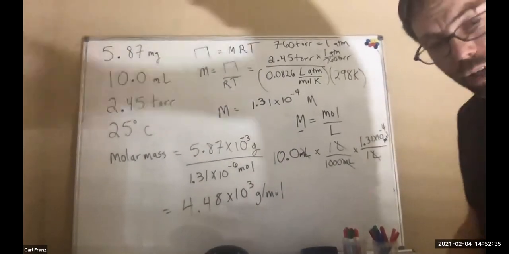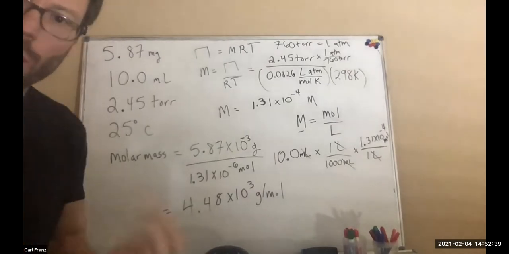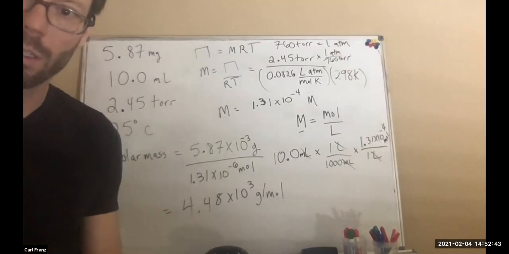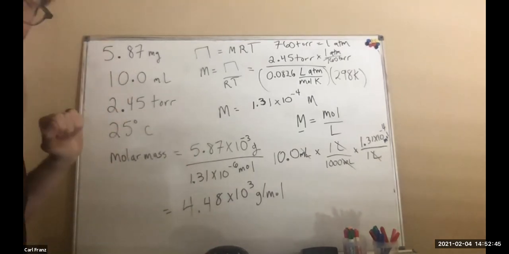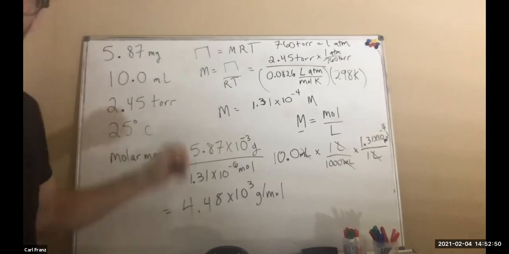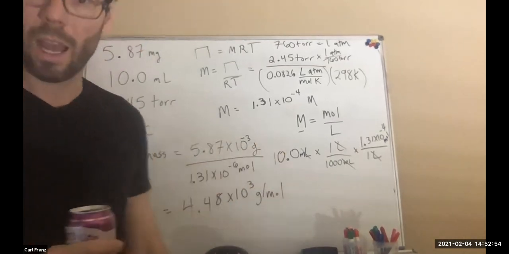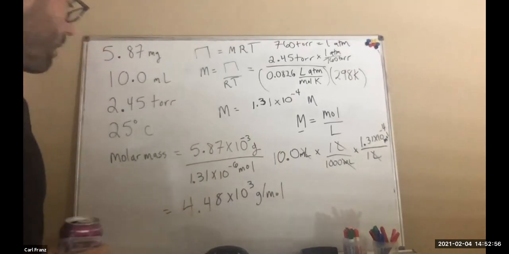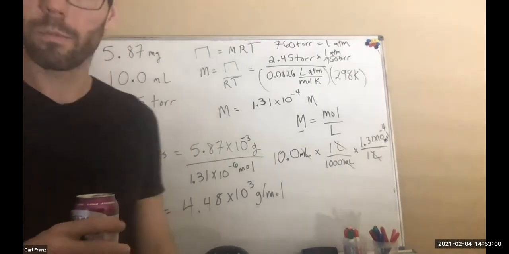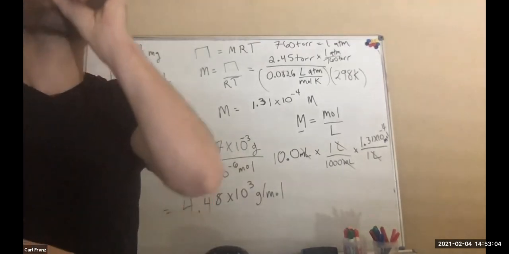So pretty cool how this is all interconnected, right? We can determine what a substance is by looking at how it behaves given a certain amount of it, how much of it is in solution, the temperature, and the pressure. And all of that can give us the molar mass. And then, of course, if you were to look up the molar mass, you could probably figure out what unknown protein that is.